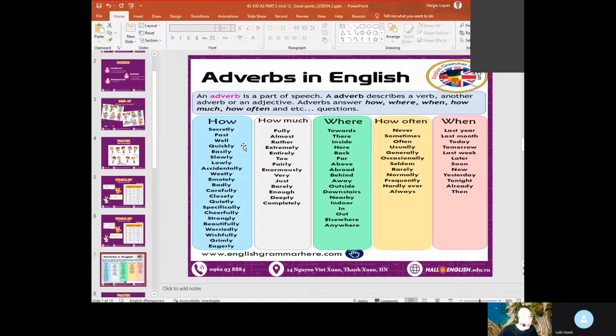Let's say, for example, fast, well, quickly, easily. Now, we have to remember that for the word fast, we do not add ly to form the adverb, because fast cannot be added ly. It could be fast as an adjective and fast as an adverb. Got it? So the adverb of good is well, right? And then quickly, easily. So it answers the question how. Did you get it, B?